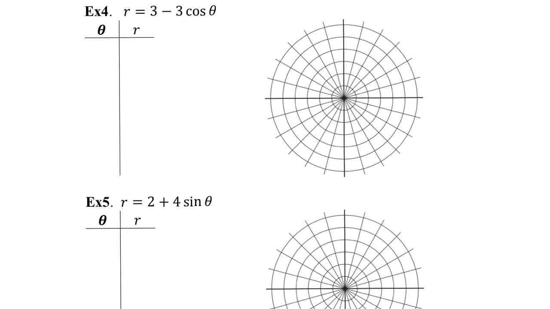Okay, so this is r equals 3 minus 3 cosine theta. First thing I'm going to do is look at it. It's a cosine theta, so it's going to be symmetric to theta equals 0. So I'm going to start with 0 and plug in through pi so I can get half of the graph done nicely. The cosine of 0 is 1.